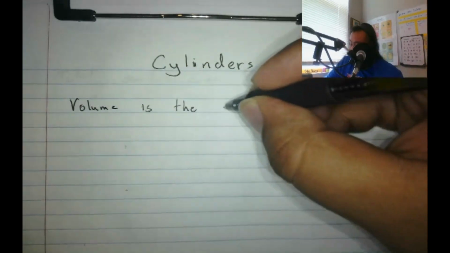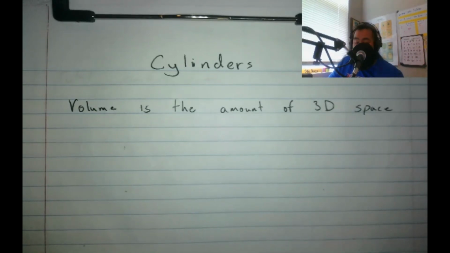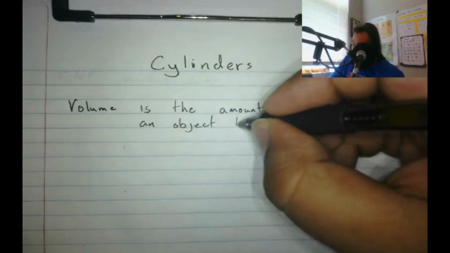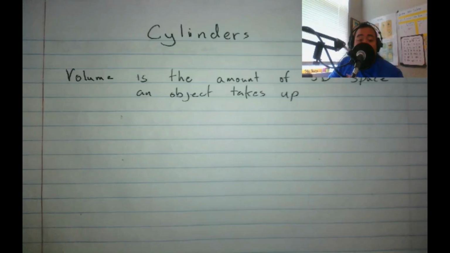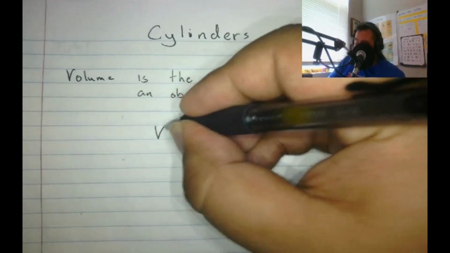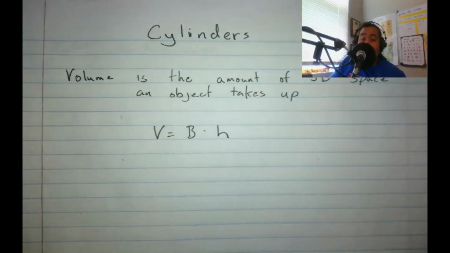Remember, volume is the amount of 3D space an object takes up. So when we're working on these problems, we're keeping in the back of our head that we're looking for the cylinder and how much space a cylinder takes up. Whenever we find the volume of a cylinder, we're multiplying the area of our base times the height. We're still using the same formula like we did for prisms. When we did the prisms, we used the formula volume equals big B times H.